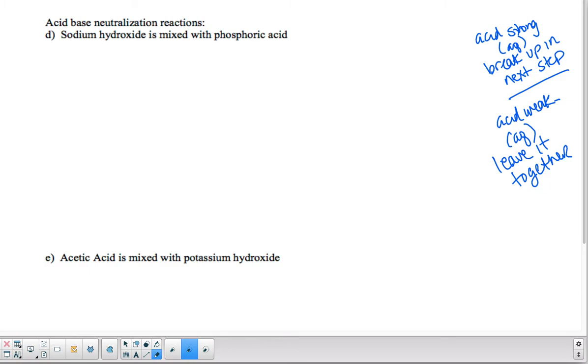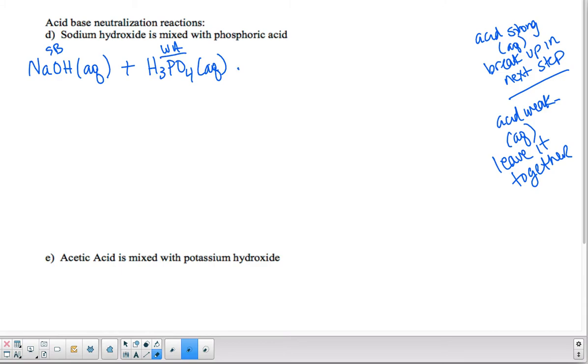and bases. All right? So sodium hydroxide, what kind of base is that? Strong base. So we know that's going to dissociate 100%. So what do I write next to it? AQ. Mixed with phosphoric acid, H3PO4. So this is a strong base. What is phosphoric acid? A weak acid. We are still going to write AQ next to it, but because it's weak, when we get to our next step, you're not going to break it up. You're going to leave it as it is.